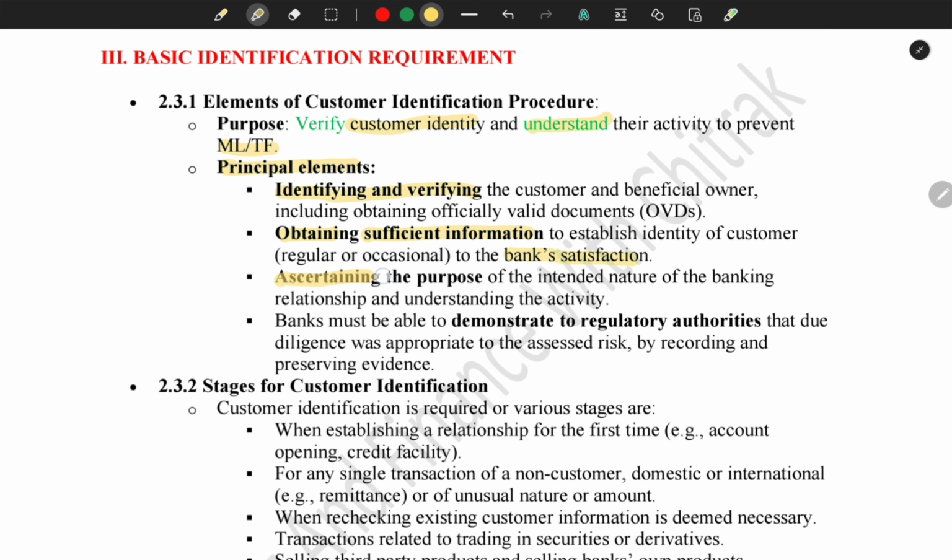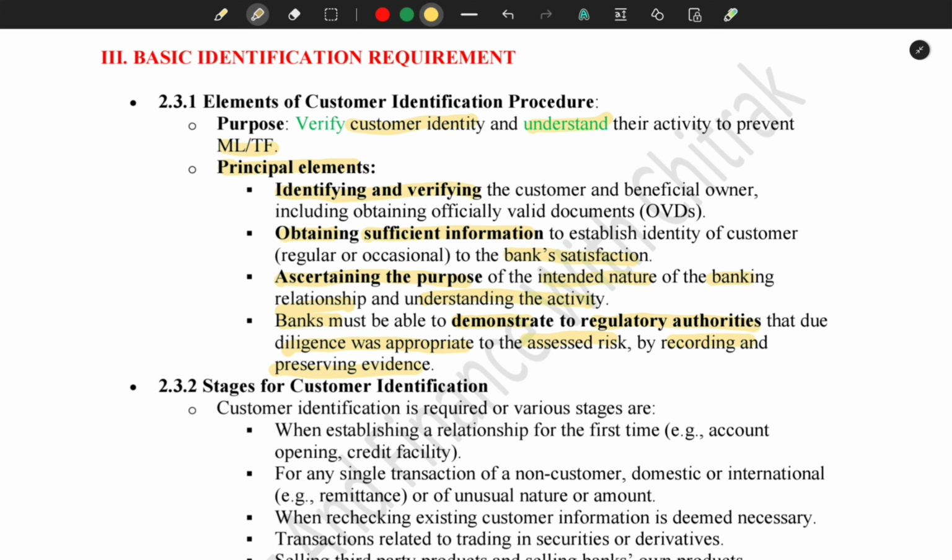Then we need to ascertain the purpose and intended nature of the banking relationship and understand the activity. So suppose a person is remitting money, we need to understand why that person is remitting that money and where he is remitting. Banks must also be able to demonstrate to regulatory authorities that due diligence was appropriate to the assessed risk by recording and preserving evidence.